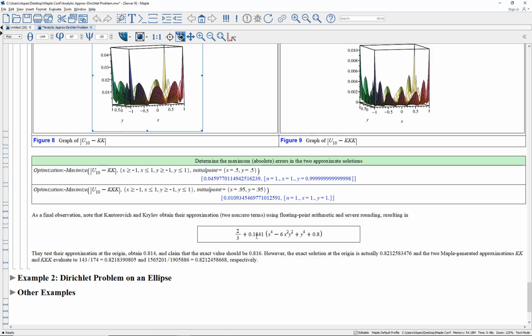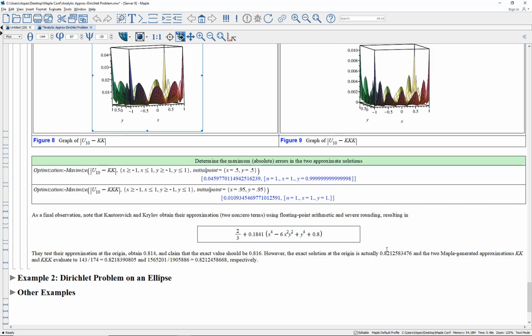They didn't have the tools like you have in Maple. So again, they test their approximation at the origin, and they get 0.814, and claim that the exact value should be 0.816.